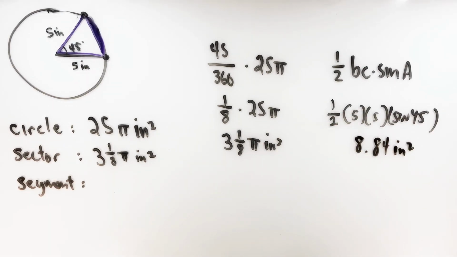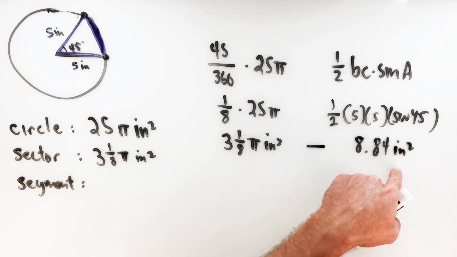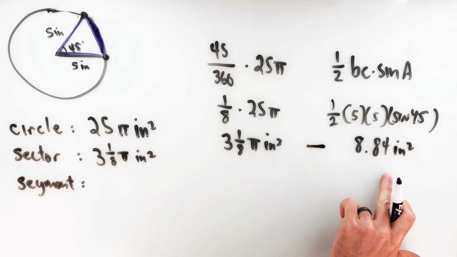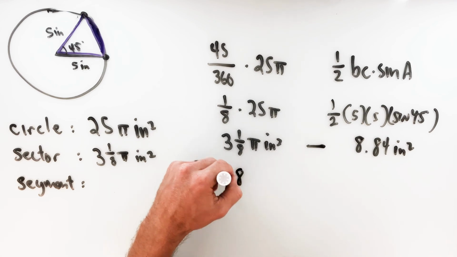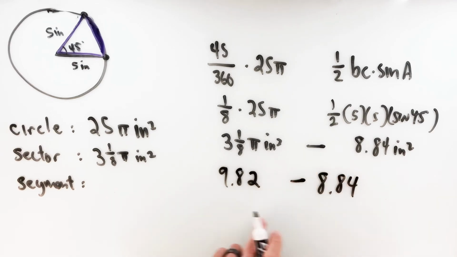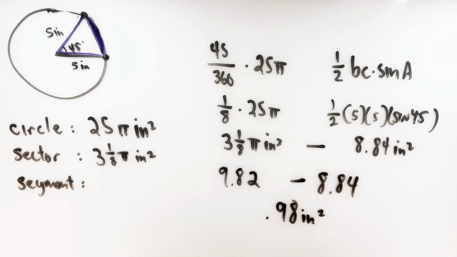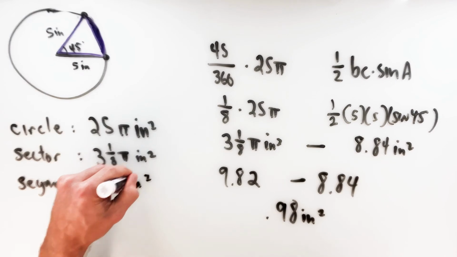All right. So now that we have the area of the triangle, to get the area of the segment, we're going to take the area of the sector minus the area of the triangle. Again, we can leave it like this, 3 1/8 pi inches squared minus 8.84 inches squared. For this one, I'm going to go ahead and get just a decimal answer. I'm going to round it to the nearest hundredth here. So 3 1/8 pi is 9.82 minus the area of the triangle, 8.84. Subtract those and you get 0.98 inches squared. So almost 1 square inch, 0.98 inches squared.